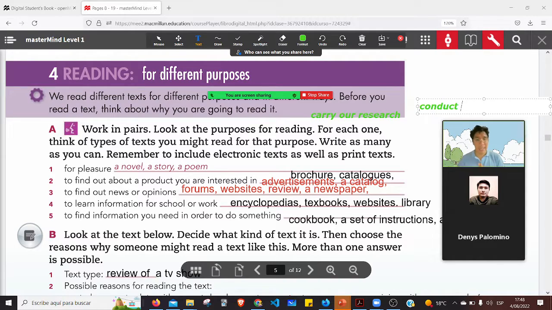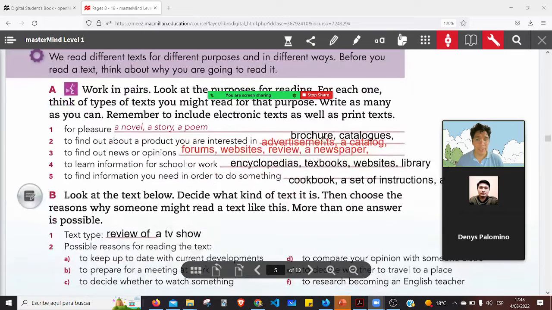You usually read books, right? But there are different documents or books. We have novel, story, poems, brochure, catalogs, advertisement, forums, websites, review, newspapers, encyclopedias, textbook, library, etc. Okay? So let's skip that part. Any questions about these words?